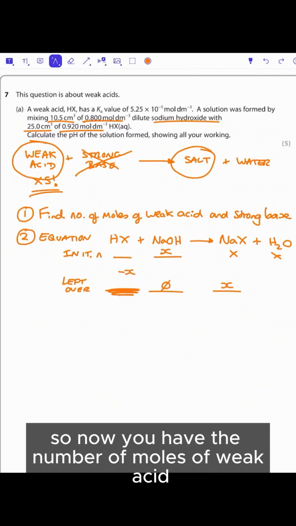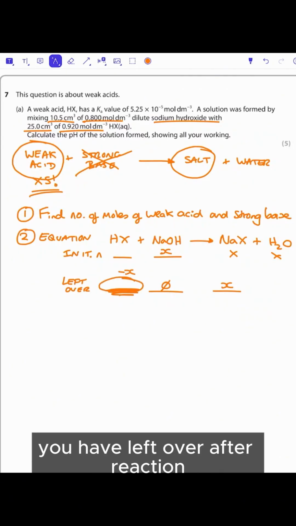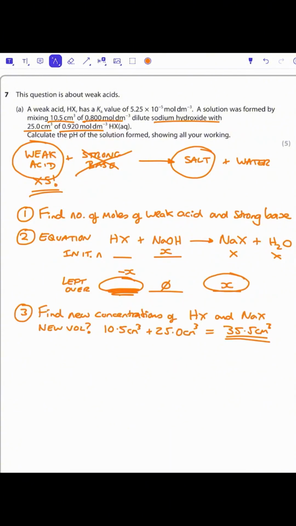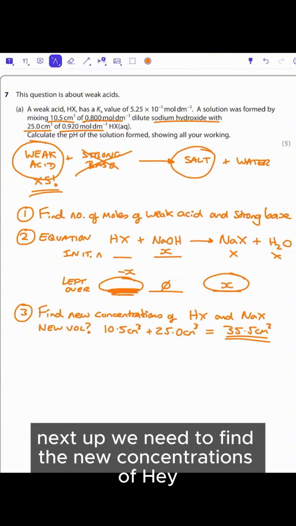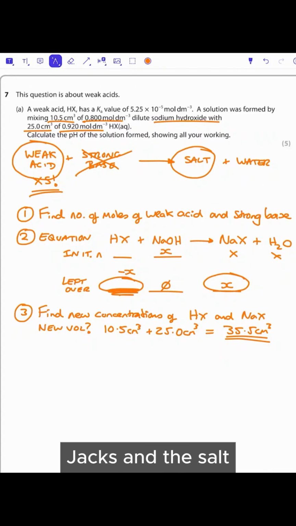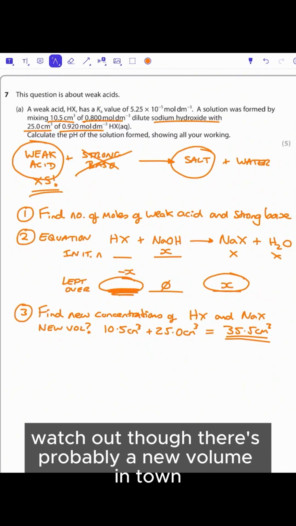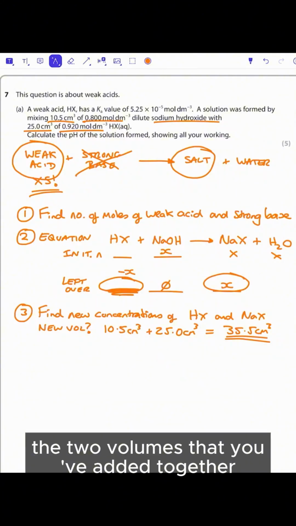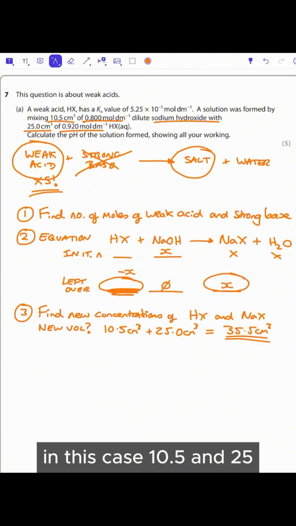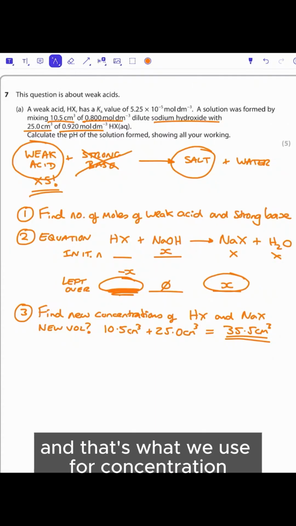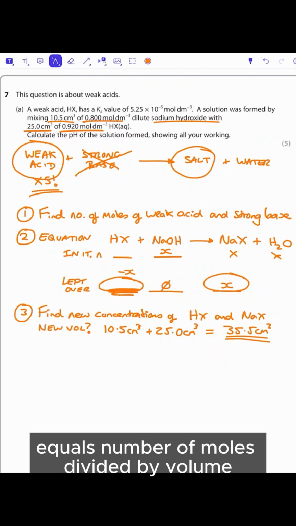So now you have the number of moles of weak acid you have left over after the reaction and the number of moles of salt you've created. Next up, we need to find the new concentrations of HX and the salt because we need to plug those into our Ka expression. Watch out though, there's probably a new volume in town. So you have to add up the two volumes that you've added together. In this case, 10.5 and 25, giving us a total of 35.5 centimeters cubed. And that's what we use for concentration equals number of moles divided by volume.